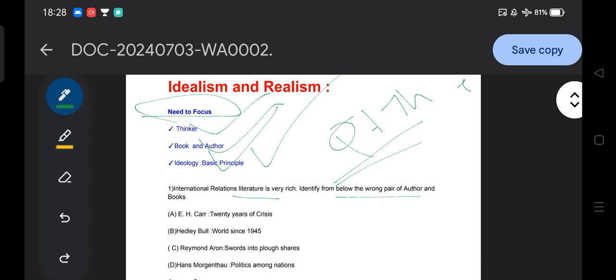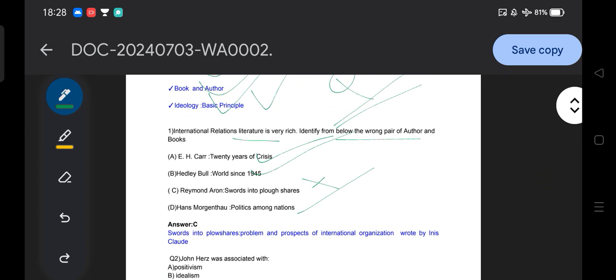And we all know that the way to approach this question is the elimination method. So the first option is obviously correct. Then your fourth option is obviously correct. Then remaining are the two options B and C. I would say Hedley Bull wrote a book on world since 1945, but your option C is incorrect, because the book is written by Swords into Plowshares.